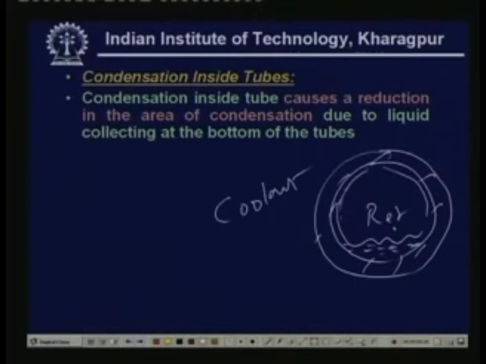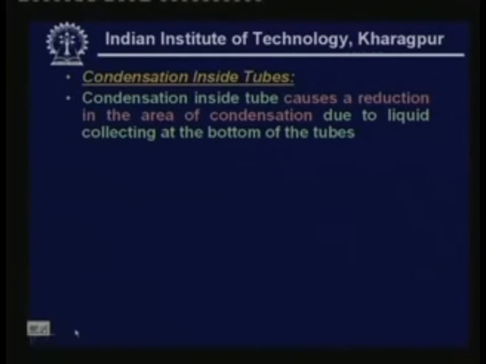When liquid is settling down at the bottom, the resistance at the bottom is different from the resistance at the top, right? And the effective heat transfer area available for heat transfer also gets reduced because of the liquid collection at the bottom of the tube. So this factor has to be considered while estimating the condensation heat transfer coefficient inside the tubes.